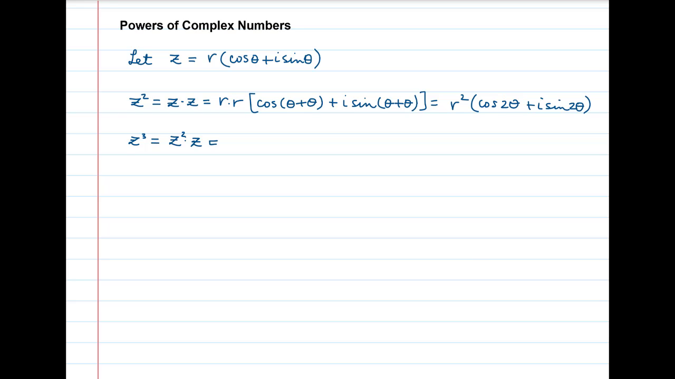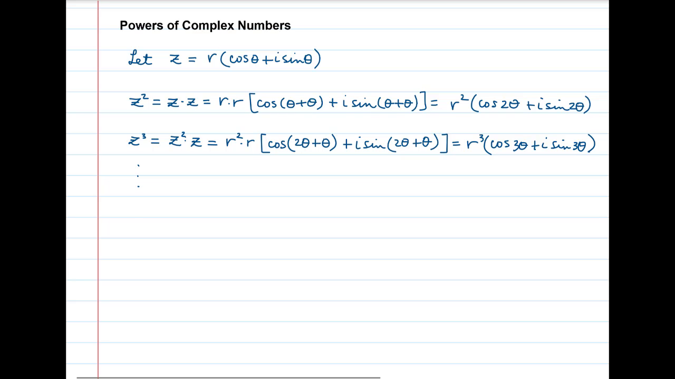If we keep going this way and do the next power, z cubed is equal to z squared times z, and we just found what z squared is on the previous step. If we multiply that times z again, we're going to get r squared times r, and then we add the arguments. Hopefully you start seeing a pattern here. We're going to get r cubed times cosine of 3 theta plus I sine of 3 theta. Notice how the argument has a multiple that matches the power of the complex number.